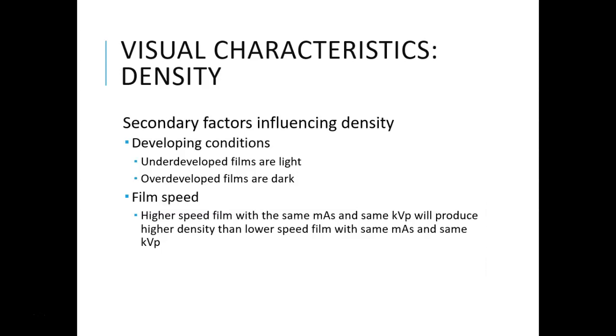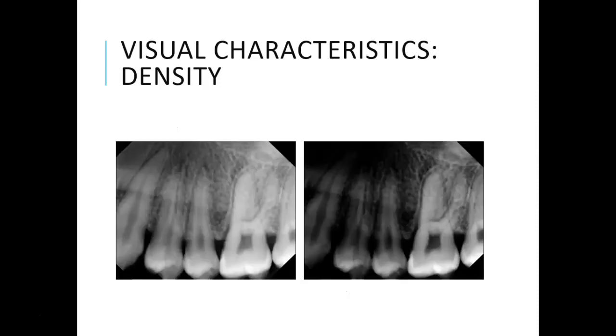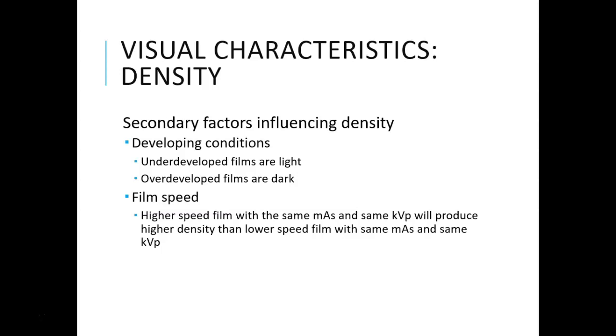Secondary factors influencing density. Actually, let me go back here really quick. Okay, just focus here. These are the primary factors that influence density: mA, kVp, and source-film distance. Those are the three primary factors. Now we're talking about secondary factors influencing density.